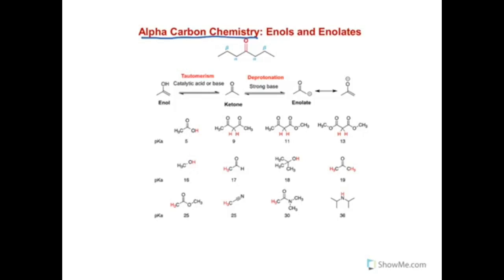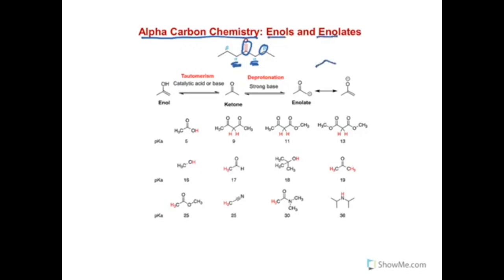So the alpha carbon is the carbon that is adjacent to the carbonyl. The one that comes after that, we call the beta carbon. Our focus is going to be on deprotonating the alpha protons to generate enols and enolates.